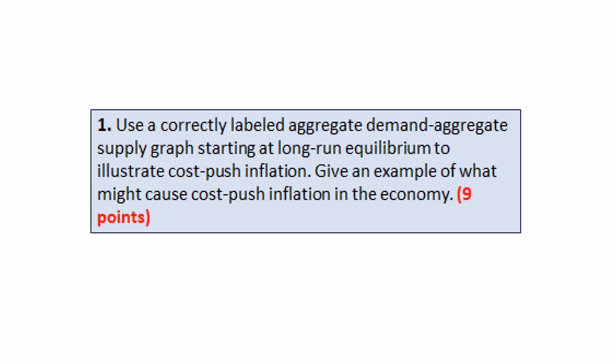So what are they asking you to do here? They said, starting at long run equilibrium, draw an aggregate demand, aggregate supply graph. So you need to include long run equilibrium. So how would you start this graph?